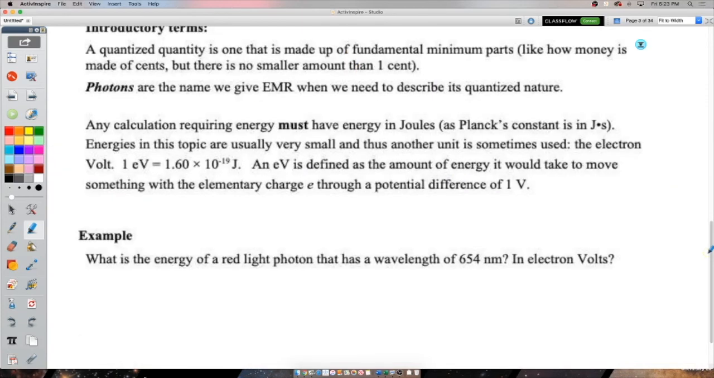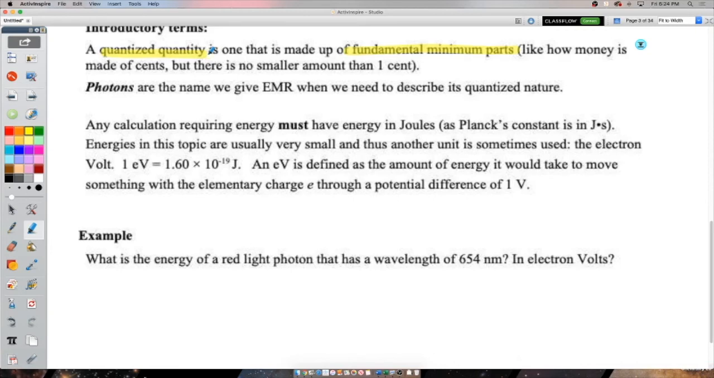So some introductory terms here, some definitions we need to get out of the way. The idea of a quantized quantity is one that's made up of fundamental minimum parts, okay? So for example, money, right? What's the smallest unit of money? Cents. Can you have half a cent? No, right? Or like a population. A population is made up of many individuals, but it's quantized into those individuals. You can't have half an individual be part of a population.